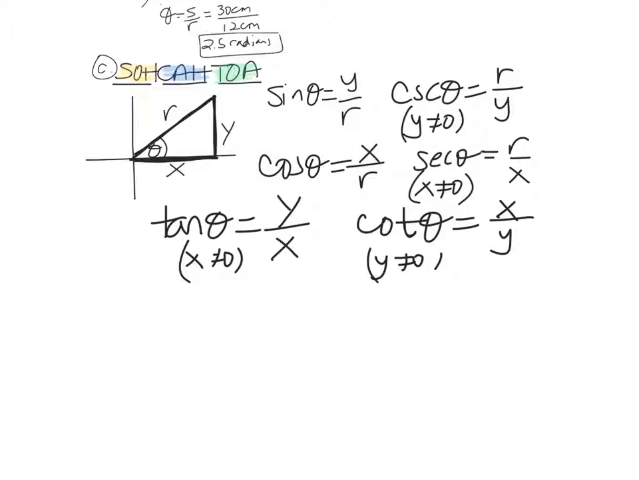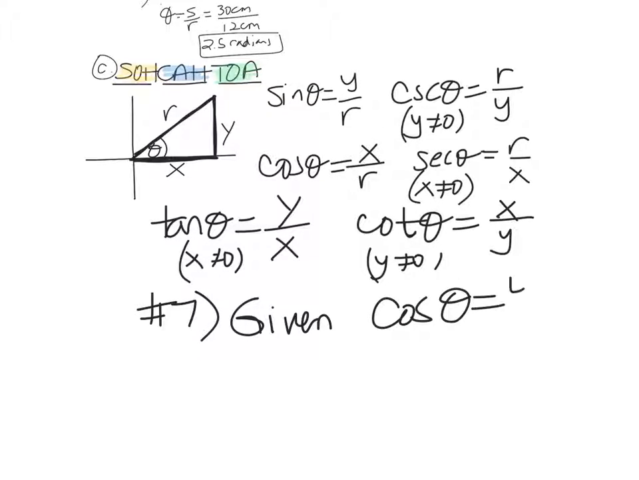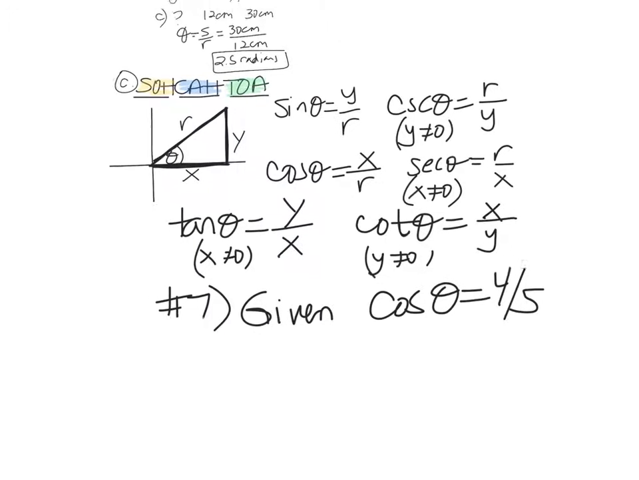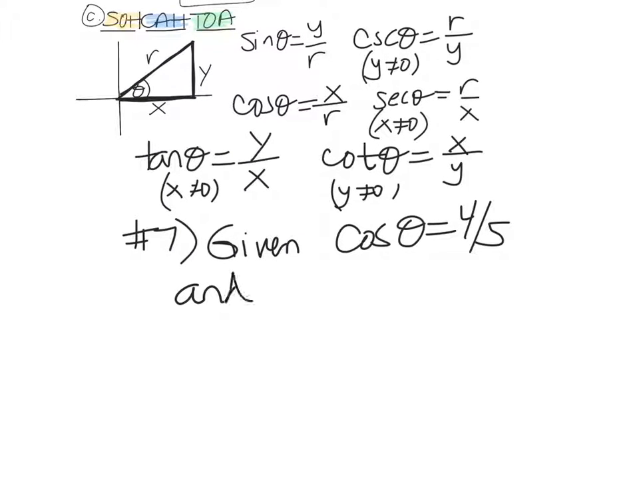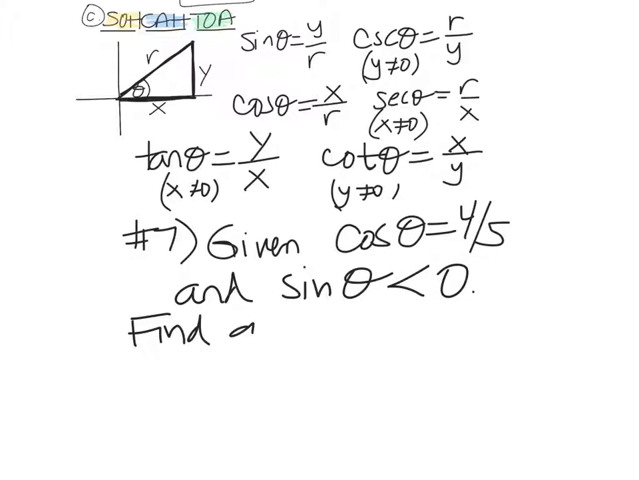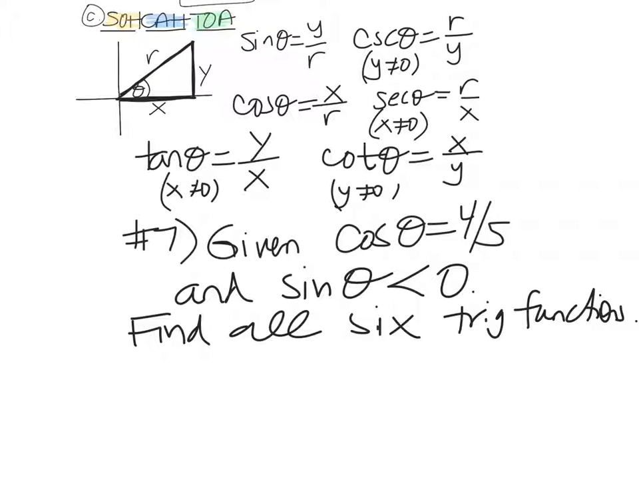Okay, number 7. Let's say that we are given that the cosine of theta is 4/5 and sine of that same angle is less than 0. We need to find all 6 trig functions. This is so much work. It's not hard. It's not bad, especially when it's nice triangles. Shouldn't we draw? Yes.